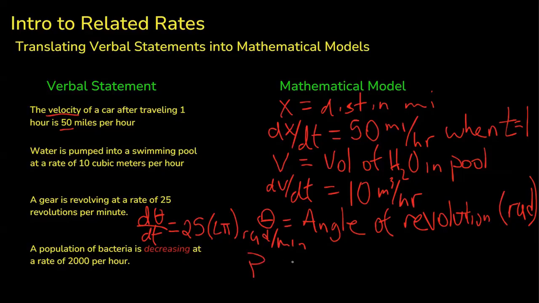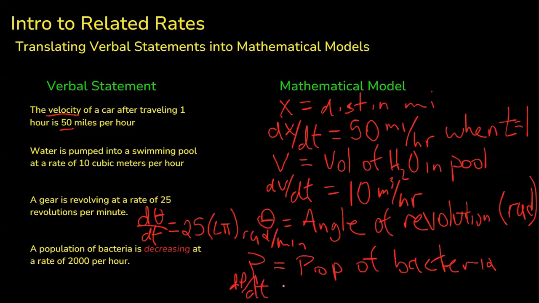Population of bacteria is decreasing at a rate of 2,000 per hour. So P would equal the population of bacteria. And then dP/dt would equal negative 2,000 bacteria per hour. So be careful. I highlighted the word decreasing in red because that implies that the rate is negative, even though they stated the number as positive 2,000. Since you have that qualifier there of decreasing, that's going to introduce a negative.